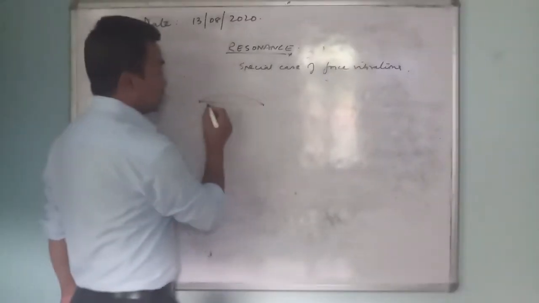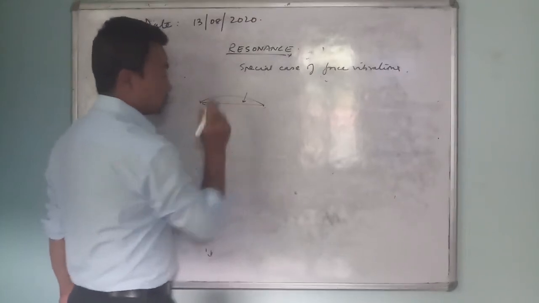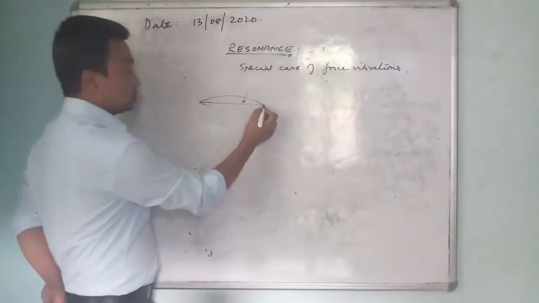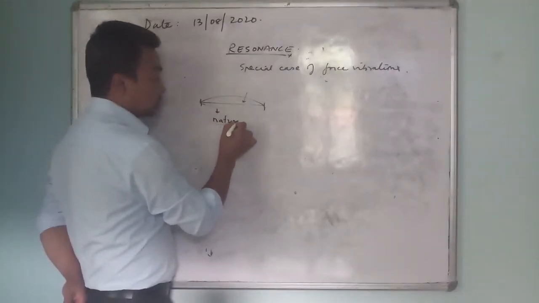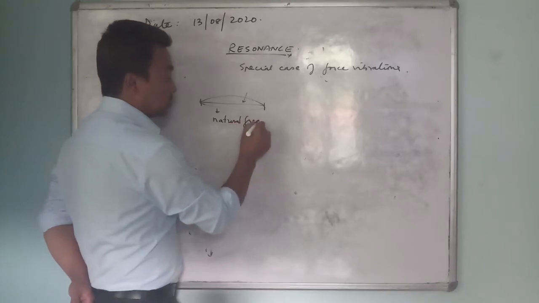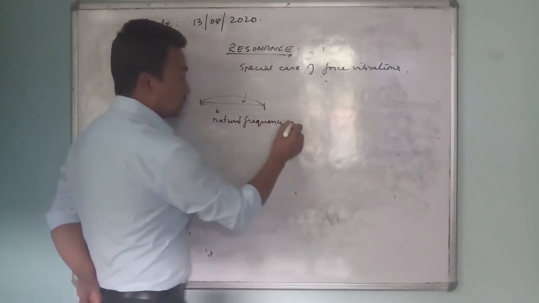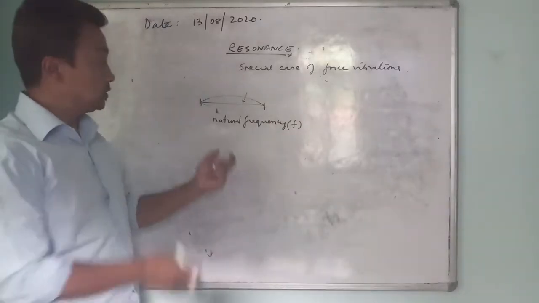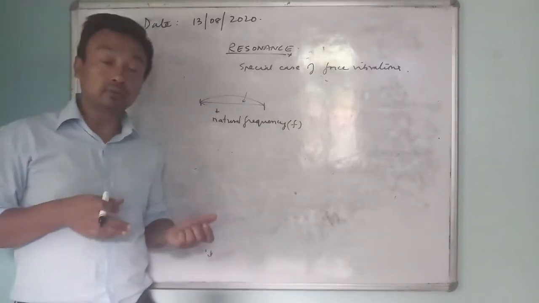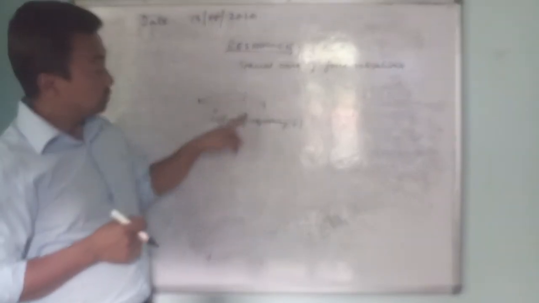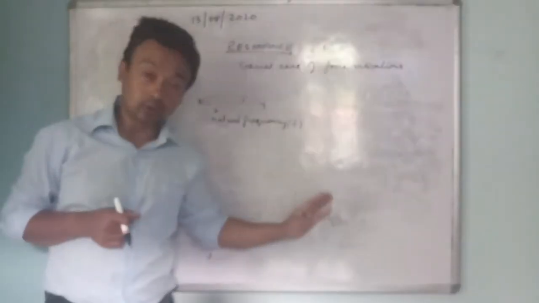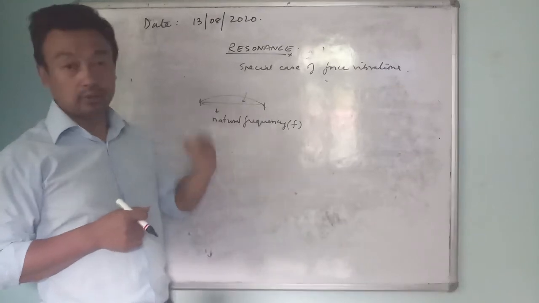Suppose you take and you pluck your string, and you leave it. Now this body will have a natural frequency, let us say given by F. When you only pluck once, that means you have given the restoring force, and this body will vibrate with the natural frequency. And what happens to the natural frequency? It goes on decreasing with time, and after a certain period of time it stops.